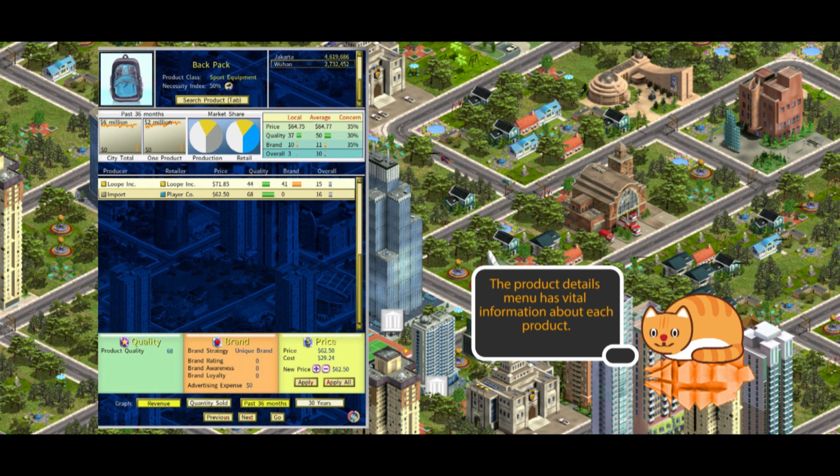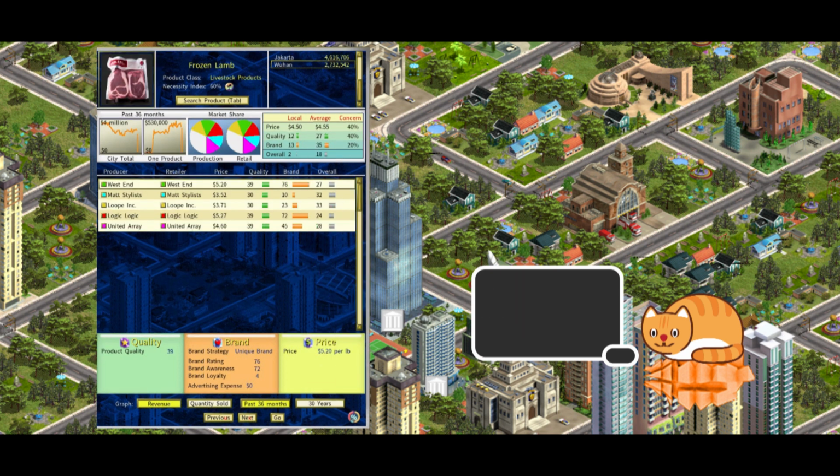The product details menu has vital information about each product. This view will give you sales totals for each product by local competition, the city, and any major corporations. Two pie charts show the market shares of these products. The local, average, and concern for price, quality, and brand is shown to the right. These numbers will help you gauge what's most important to focus on when improving products.